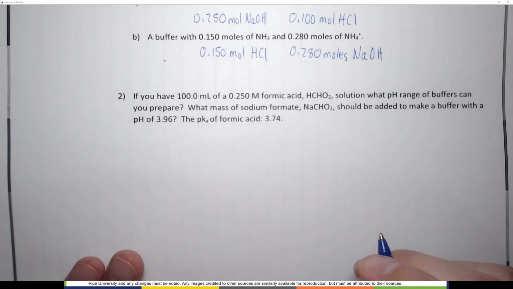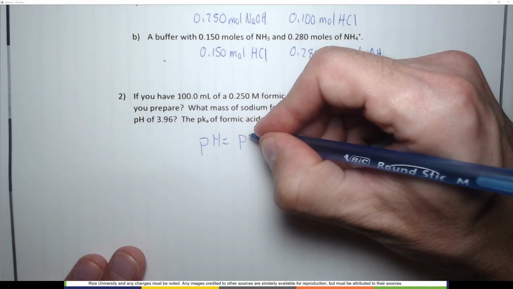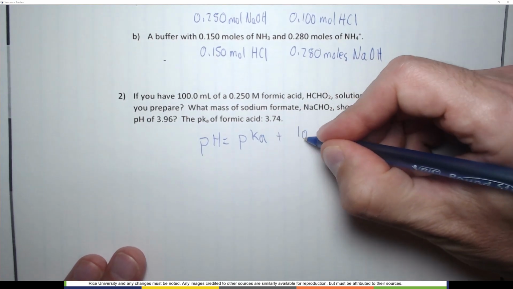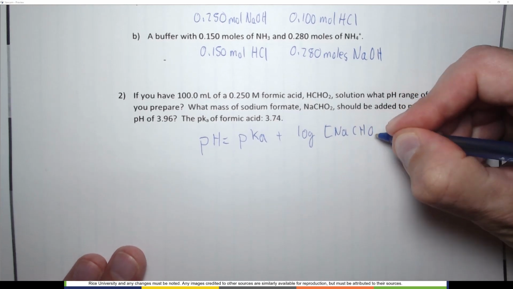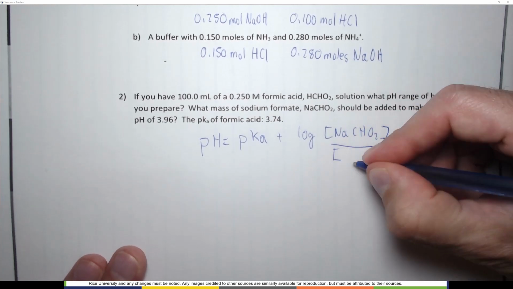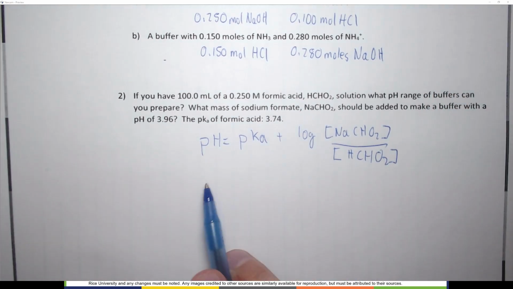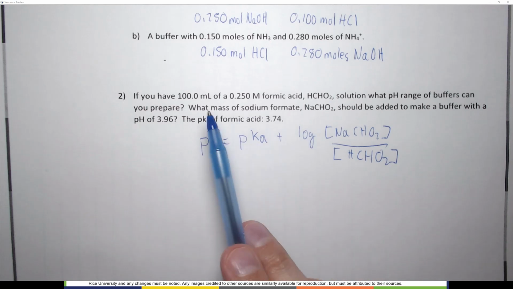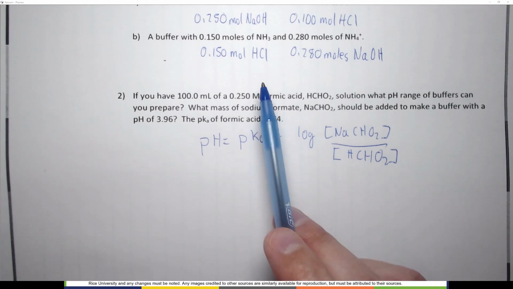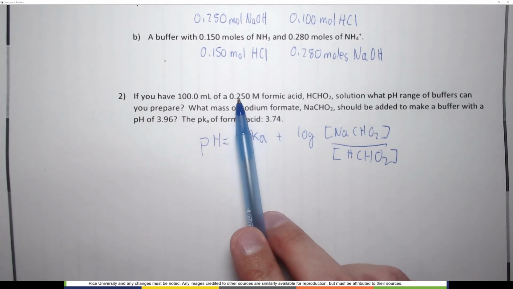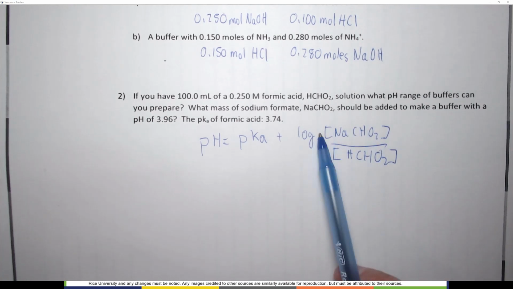So in order to solve this, we're going to use the Henderson-Hasselbalch equation, which is pH equals pKa plus log of the concentration of, in this case, the base, NaCHO2, divided by the concentration of HCHO2. So we have the formula. In this case, though, we're given the pH and the pKa as well as the concentration of formic acid. So the variable here is the concentration of sodium formate.